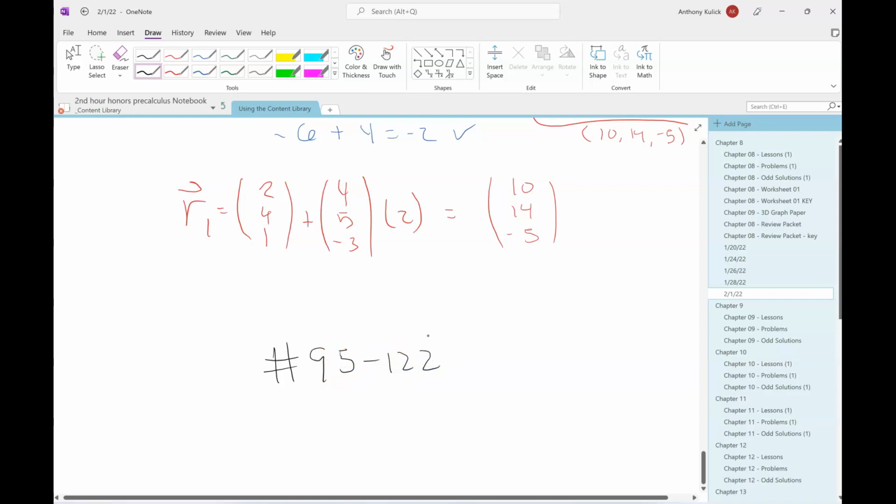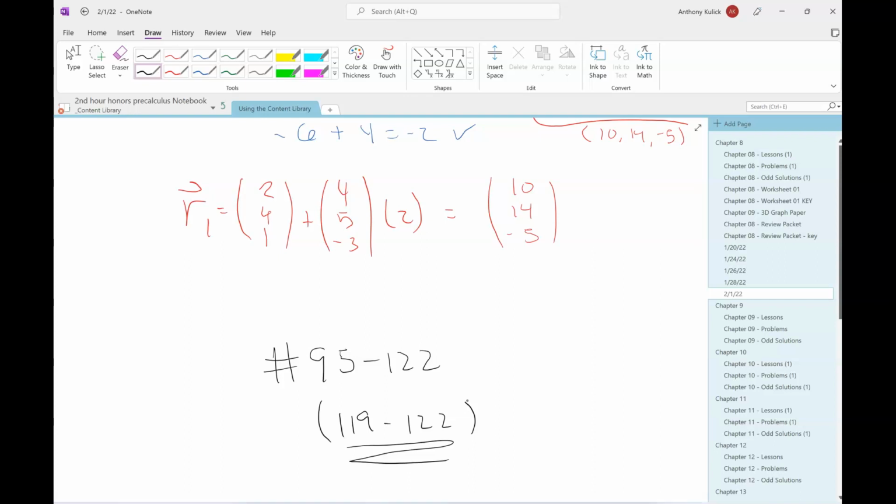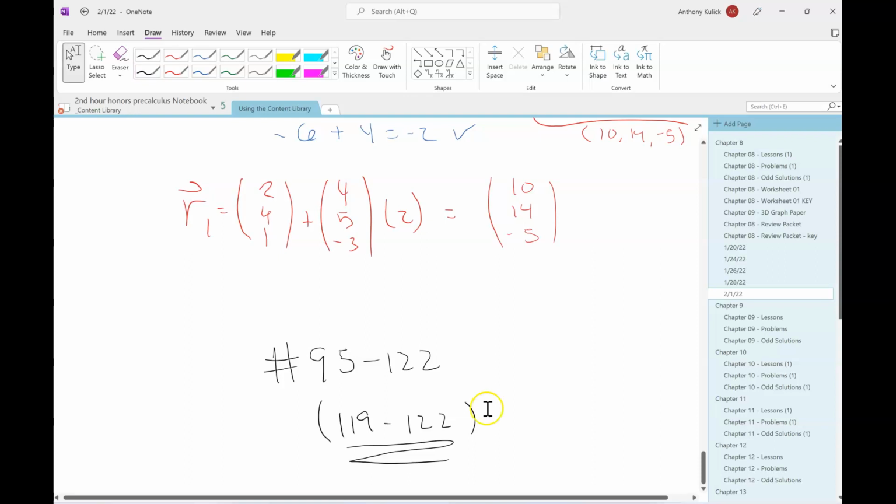So you guys can do all the way up to 122. And in particular, before next class, I would want, if I were you, to definitely try 119 through 122. Those are the intersections of lines, or the line interactions in 3 dimensions, that we just talked about in this section. I would definitely want to take a look at those problems and try those problems before our next class. Definitely do that. Okay. But that's it for today.